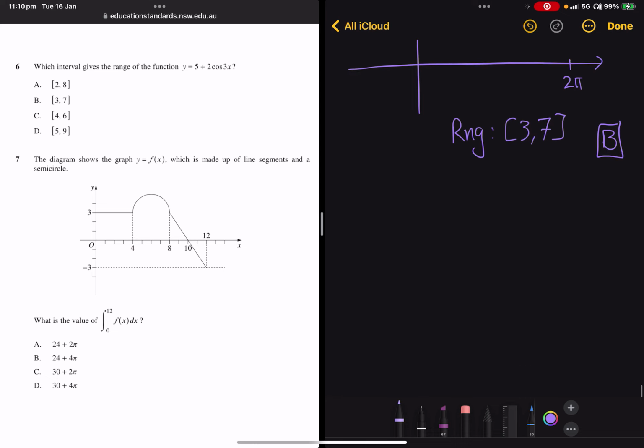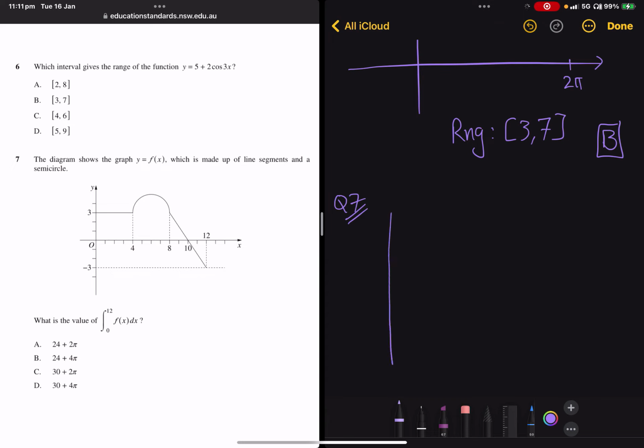Now, question 7, we have a diagram, which shows a graph made up of line segments. This is sometimes called a piecewise defined function. So we are required to find the integral. Now the integral is just the area between the function and the x-axis, with the caveat that any area between a function and the x-axis which is below the x-axis counts as negative. So we just need to calculate this area.